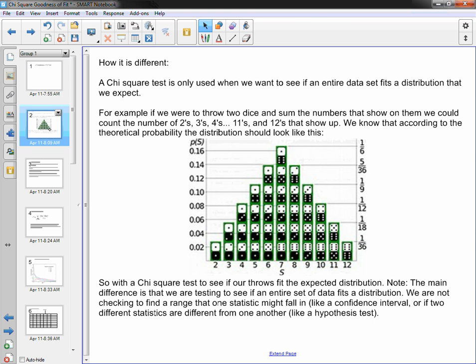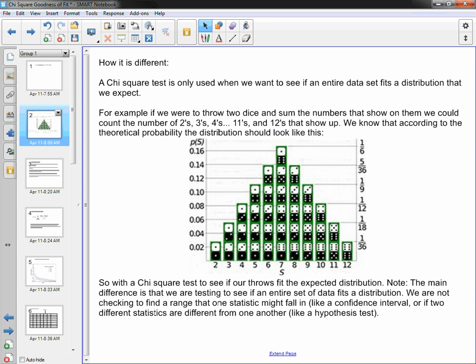Okay, so chi-squared tests are only used when we want to see if an entire data set fits a distribution that we expect. Okay, so it's a little different from the tests that we've done in the past, where we were comparing two populations, comparing two proportions, means, all of those different things. Now, what we're looking to see is if this thing fits the distribution that we think it should.